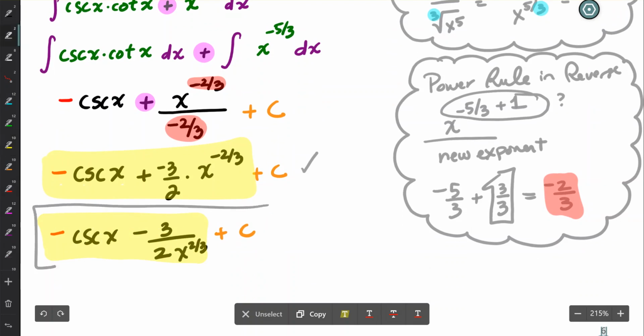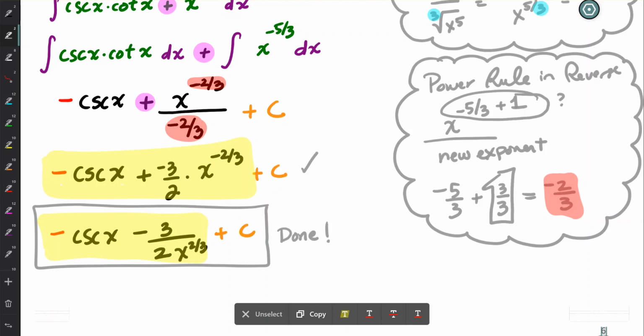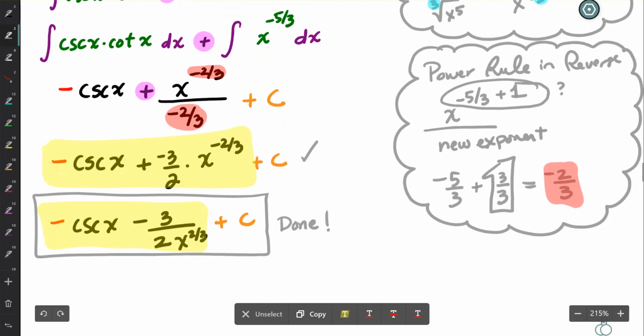Although I feel like this answer just reads a little bit nicer maybe for our reader. All right, here we are, and we are done. And I just went through the check verbally. I'm going to leave the written check to you. Okay?